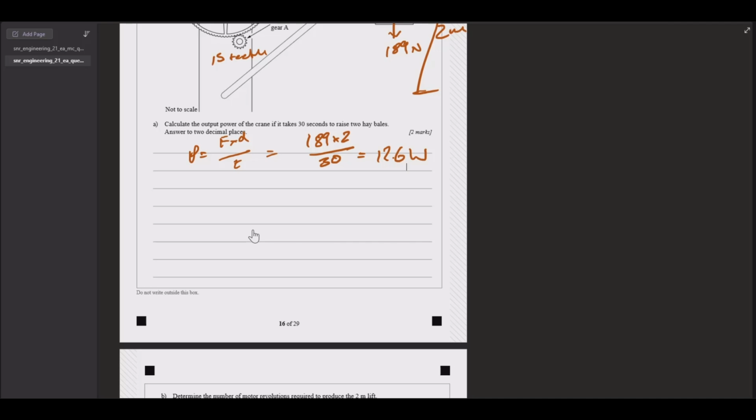Alright, so I can't read the question. It says 2 hay bales here. I did 1 hay bale. So it's going to be 189. It might not even be right. 9.8 times 20, it's 196. That's why. Yeah, 196 newtons. So we're going to have 196 times 2 times 2, 2 hay bales, 2 meters, over 30. And that gives us 26.13 watts.